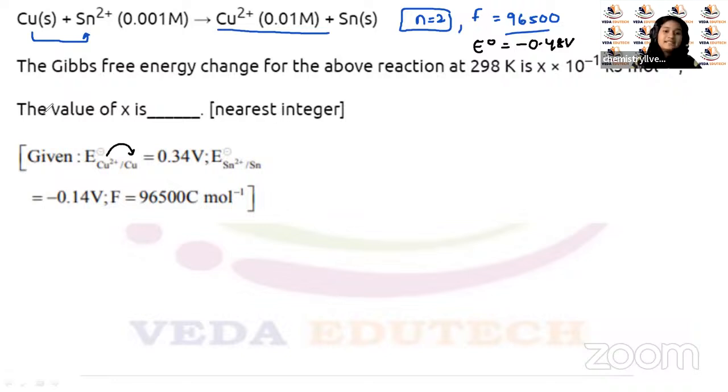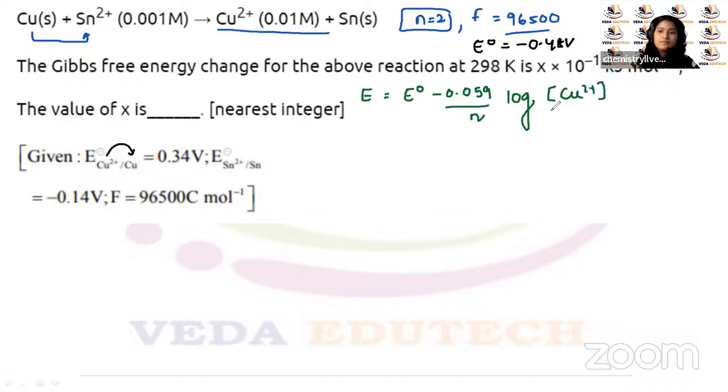So for finding out the E cell, we have E equals to E naught minus 0.059 by N log concentration of Cu2 plus by Sn2 plus. Yes. So what is the value of E, children, here? E will be equals to minus 0.48 minus 0.059 by N. N will be 2 here, right? N is going to be 2.